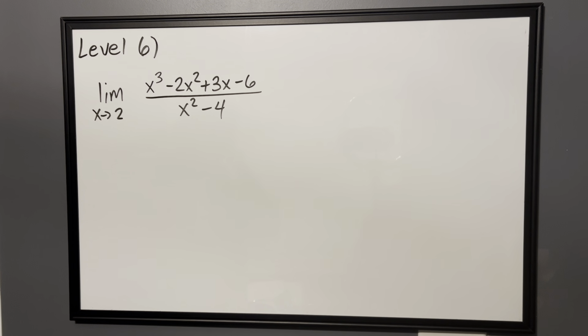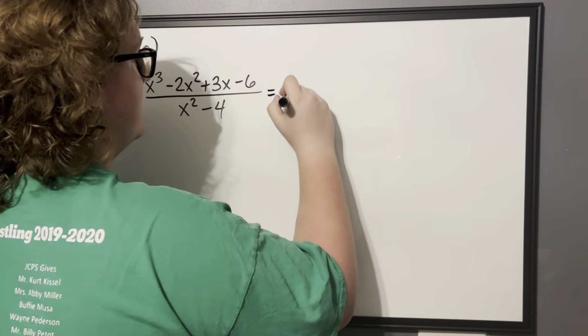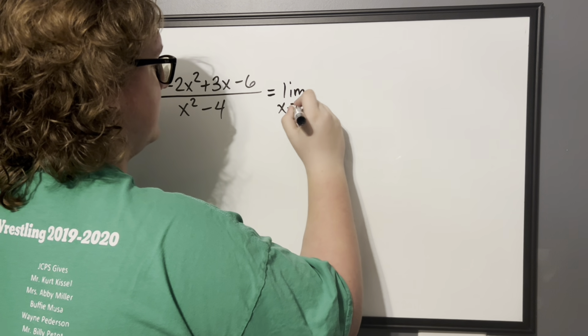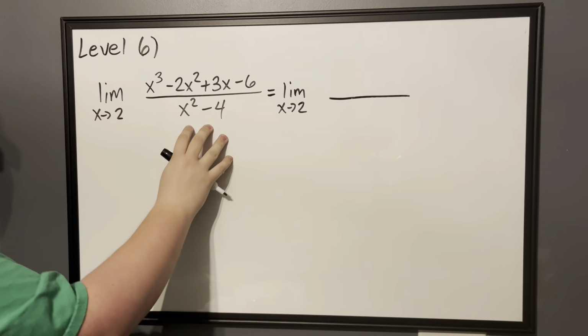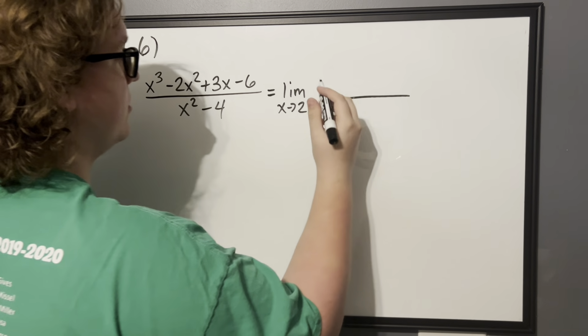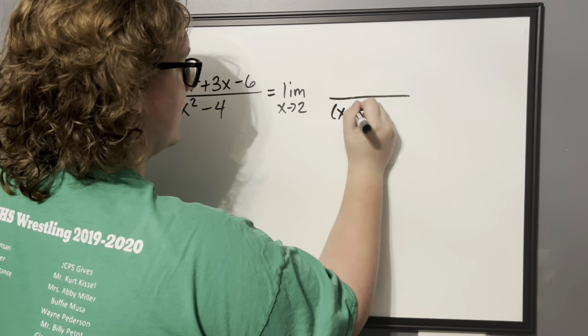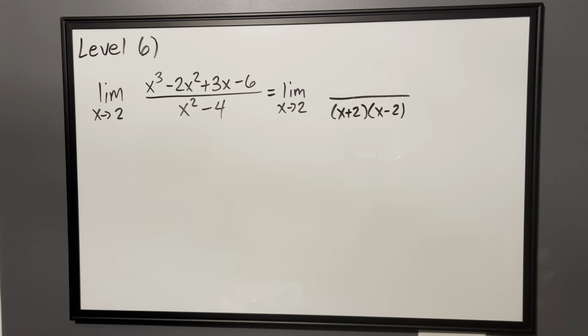All right, so here we have level 6. This one is the limit as x goes to 2 of x cubed minus 2x squared plus 3x minus 6 all over x squared minus 4. The way we're going to do this one, this is just a lot of factoring. So this is going to be the same as the limit as x goes to 2, and we're going to try to factor what we can. The easiest one to factor is the denominator because you could probably see it immediately. This is difference of squares. So using that same rule, it's going to factor to x plus 2 times x minus 2. That is what the bottom factors to.